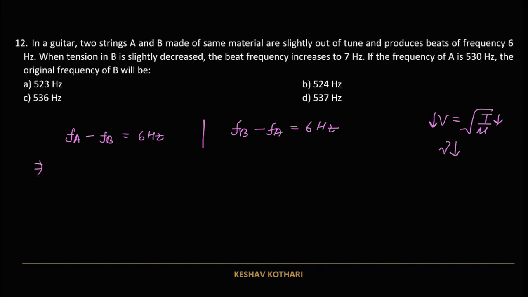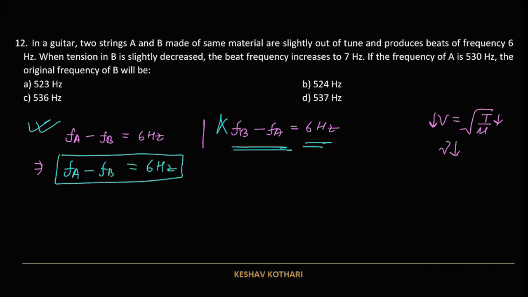So if the difference between them must increase, then this equation is valid and this equation is not valid, because according to this equation the difference must decrease. So over here I can write that Fa minus Fb is equal to 6 Hz is the valid equation. And from here, if the frequency of A is 530, then 530 minus Fb is equal to 6. So if we subtract, we get Fb is equal to 530 minus 6, that is equal to 524 Hz. So for this particular problem, 524 Hz, that is option B, is correct. Let us move to the next problem.